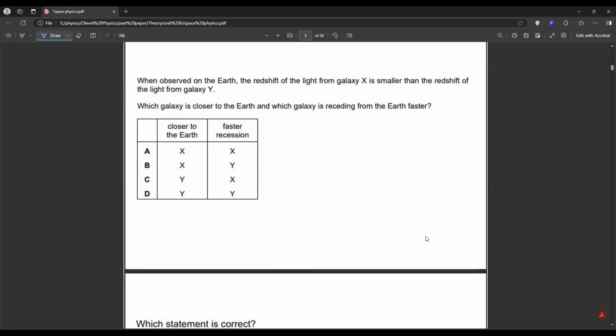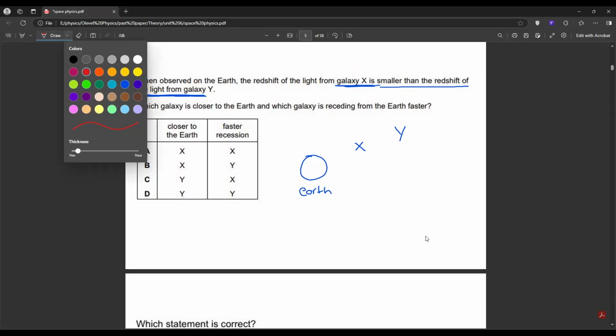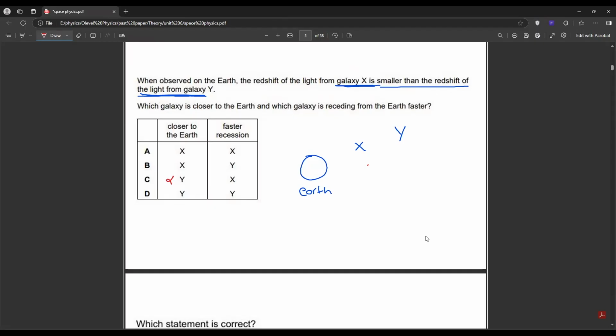Okay, let's look at this question. When observed on the Earth, the redshift of the light from galaxy X is smaller than the redshift of the light from galaxy Y. Let's say this is your Earth. You know that the redshift of galaxy X is smaller than the redshift of galaxy Y. That means galaxy X will be closer. The closer you are to the Earth, the lesser will be your redshift. So galaxy X is closer to the Earth. C and D options will get cancelled out.